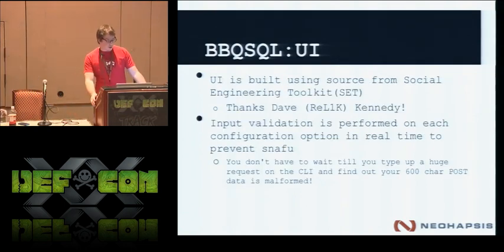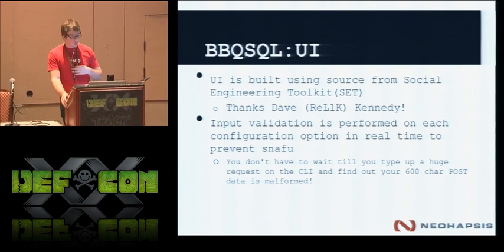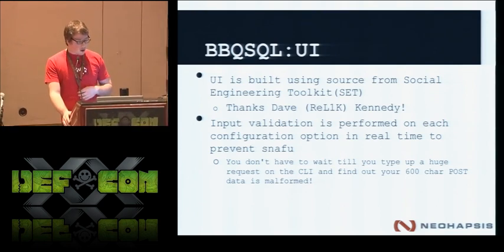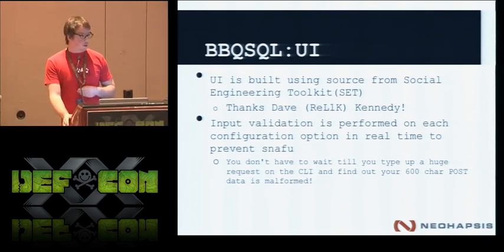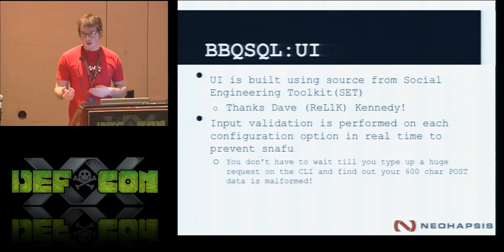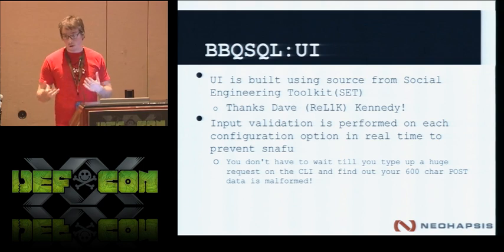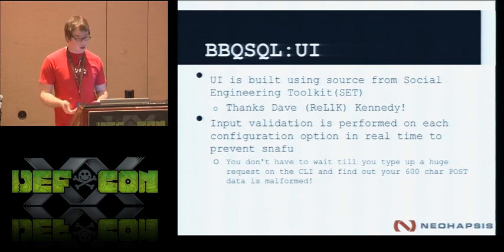I talked a little bit earlier about how the UI is built on the source for the Social-Engineer Toolkit, and that input validation is performed on each configuration option. We found this really handy, because you're setting up really complicated requests and things can get hairy pretty quickly, especially if you're doing something weird. By performing input validation on each of those objects within the UI, we can guide you along the way as you build out your complicated requests.